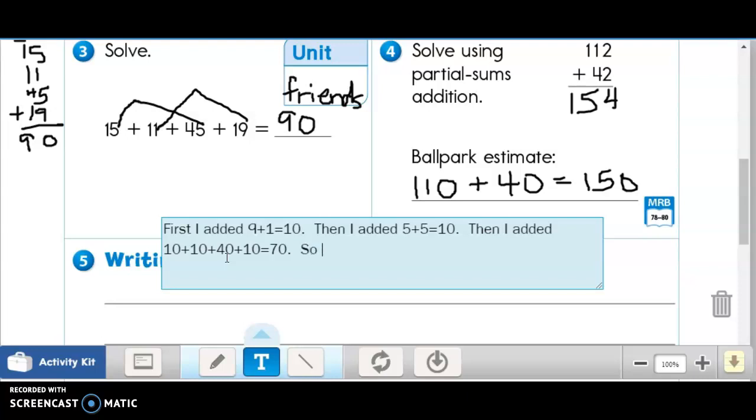So 10 plus 10 plus 70 is equal to, oh, I got to change those plus signs there, don't I, friends? Thanks for being patient with me. 10 plus 10 plus 70 is equal to 90.